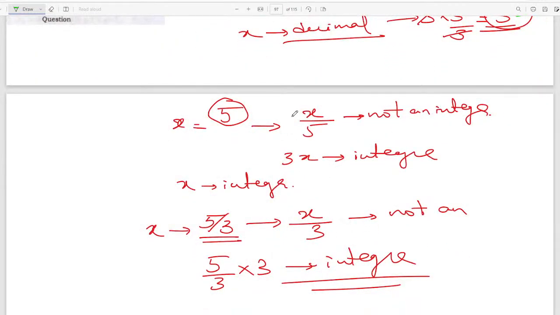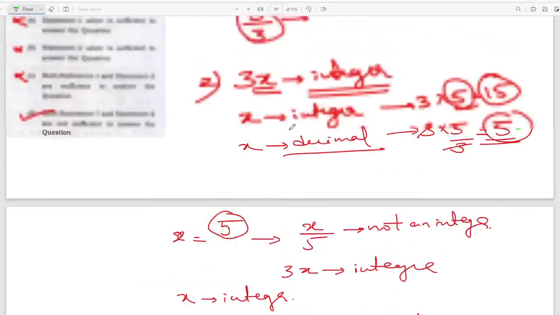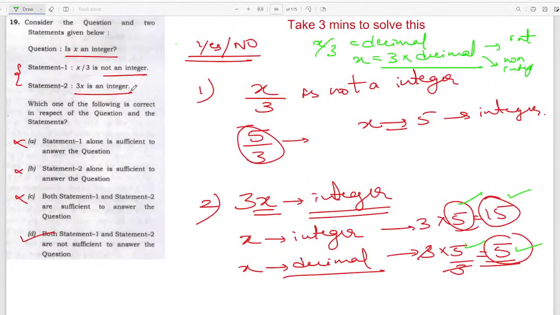For example, if I take x is equal to 5, that 5 satisfies both these conditions. 5 by 3 is not an integer. 3 into 5 is an integer. So an integer is satisfying this condition.